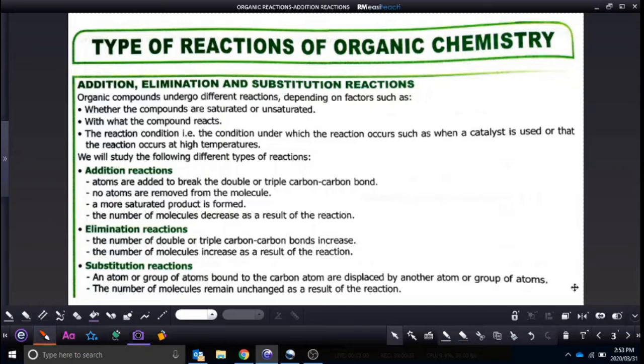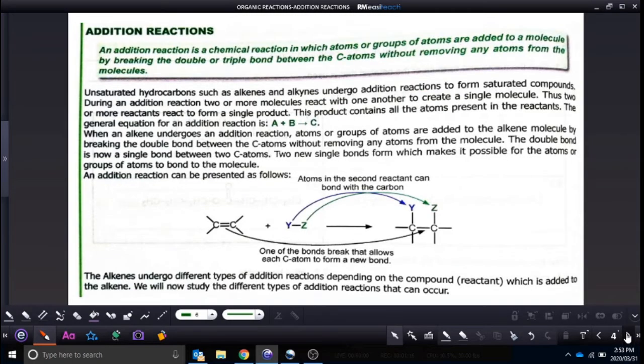Addition reactions. Atoms are added to break the double or triple bond carbon atom. No atoms are removed from the molecule. A more saturated product is formed. The number of molecules decreases as a result of the reaction. Addition reactions are chemical reactions in which atoms or a group of atoms are added to a molecule by breaking the double or triple bond.